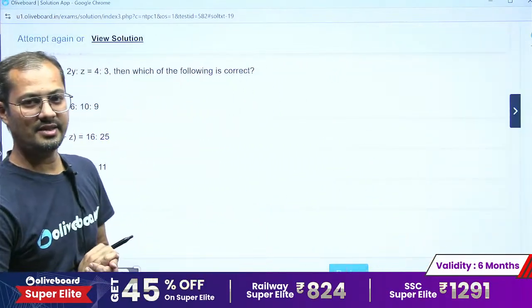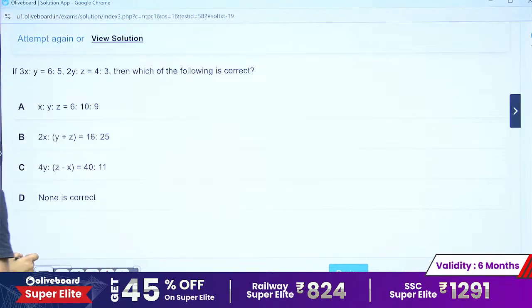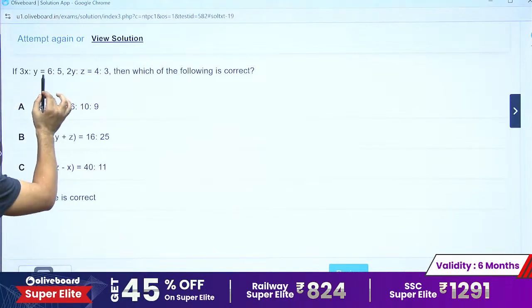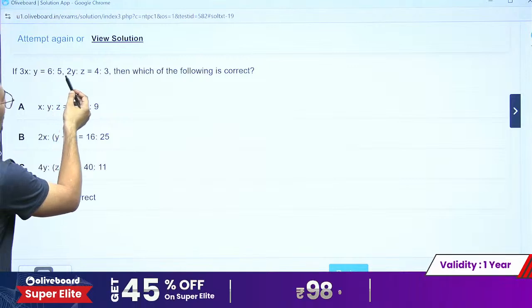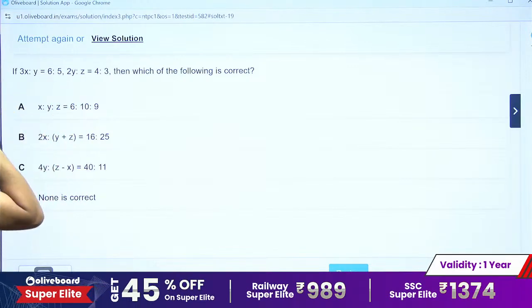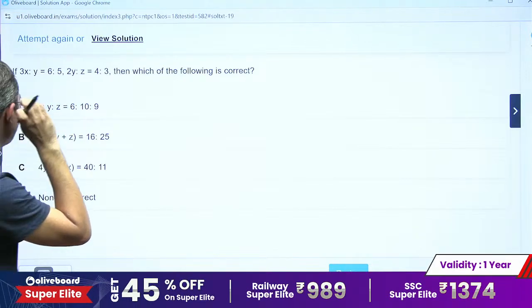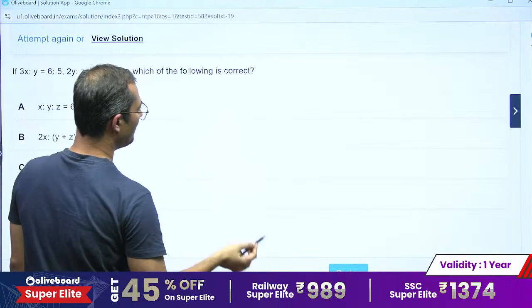Tell me what is the right answer for this question. 3x is to y is equal to 6 is to 5. 2y is to z is equal to this. Then which of the following is correct? So for this we have to calculate first what is the value for x, y, z.